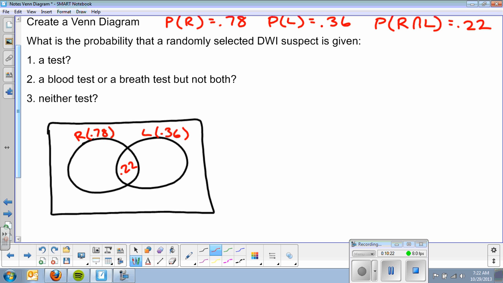Okay, so I simply subtract 0.78 minus 0.22 to get 0.56 over here. Again, if this whole circle is 0.78 and this part's 0.22, I subtract those two numbers to get the 0.56. I'm going to subtract the 0.22 from 0.36 and get 0.14. I'm going to add those up and subtract from 1. 1 minus (0.56 plus 0.22 plus 0.14), and that will give me the neither.